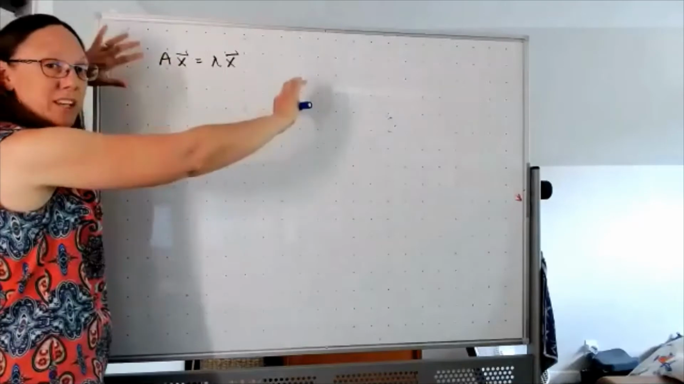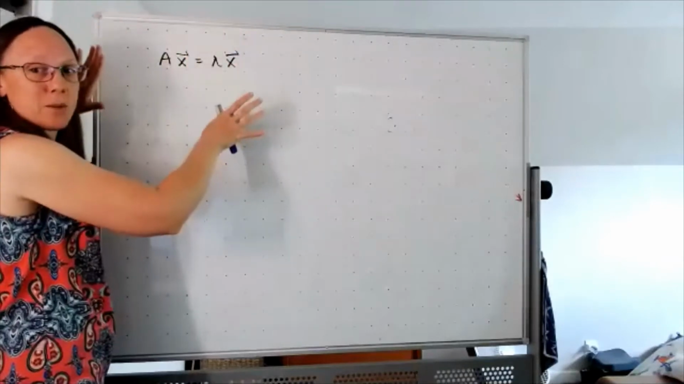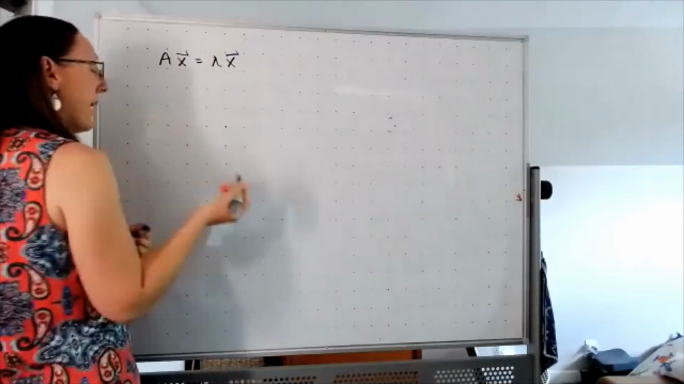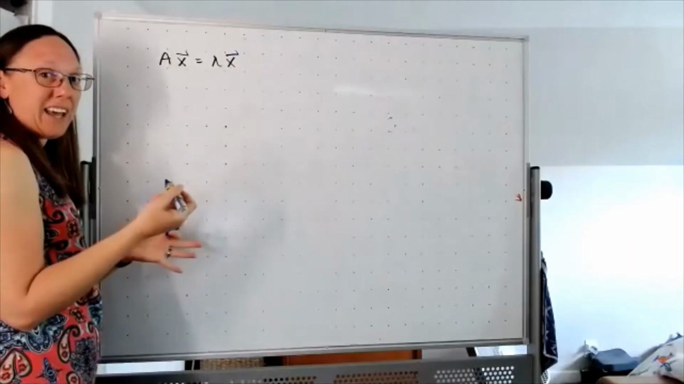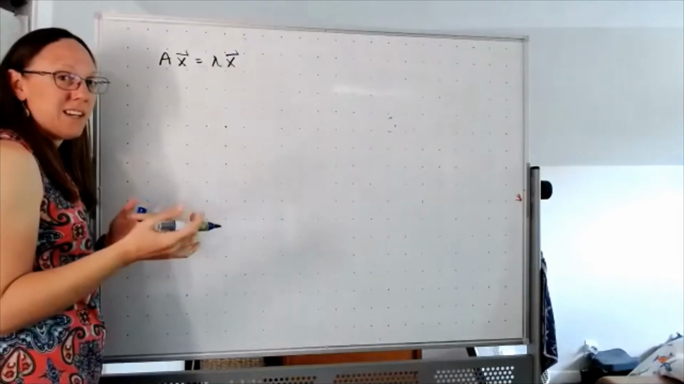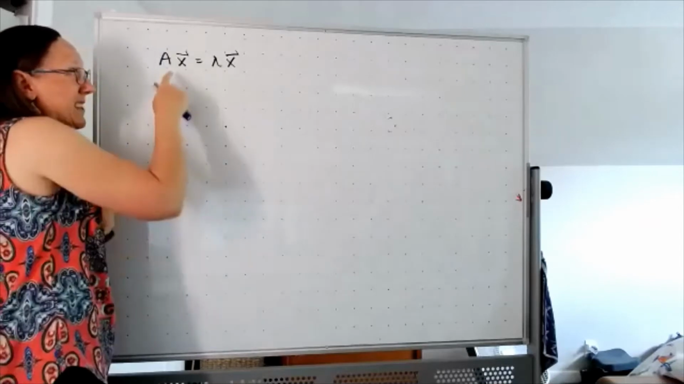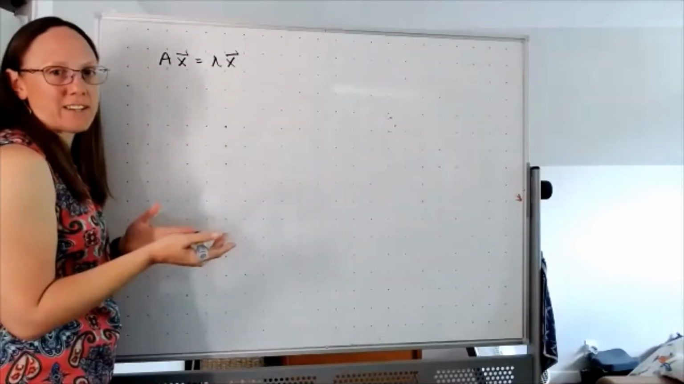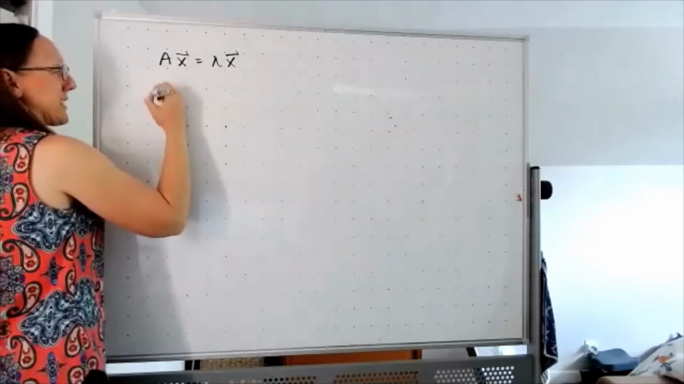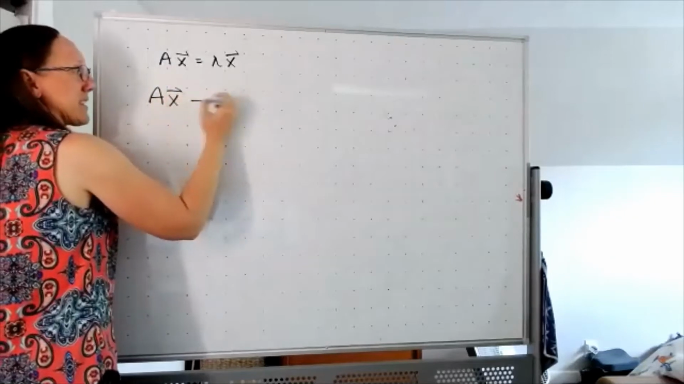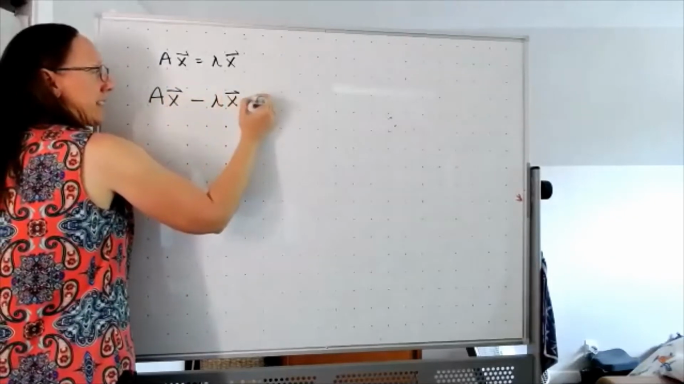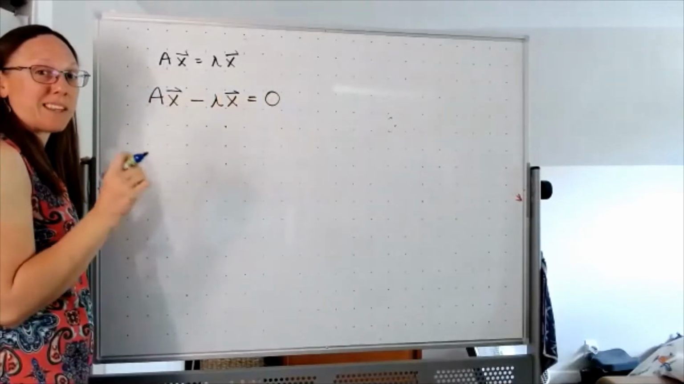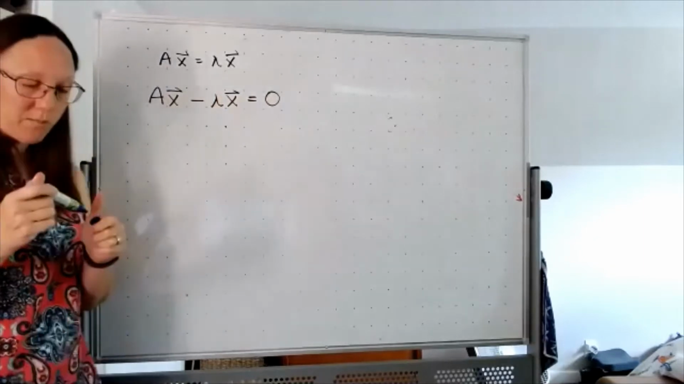So we're going to start with this relationship because this really is what it means to be an eigenvector or eigenvalue, that this relationship holds. But just like if A and lambda were constants and I wanted to solve for x, I'm going to move everything onto one side of the equation and factor the x out. So moving everything onto one side, that's going to look like A times X minus lambda times X is equal to 0.